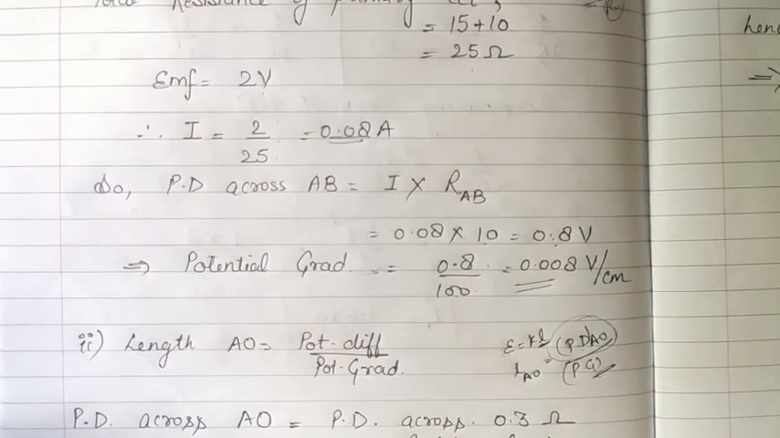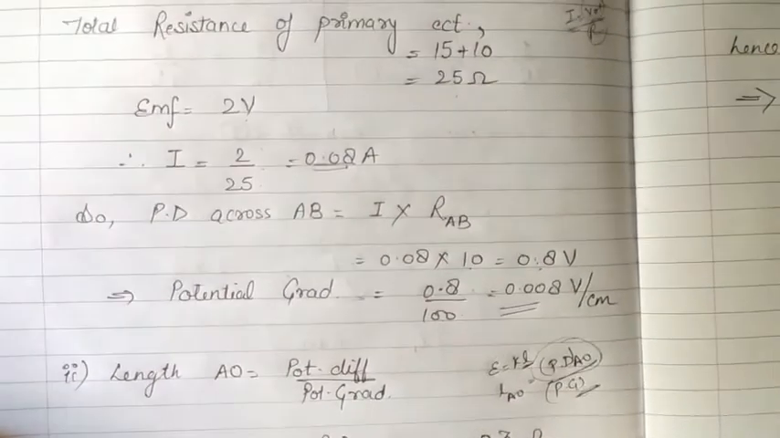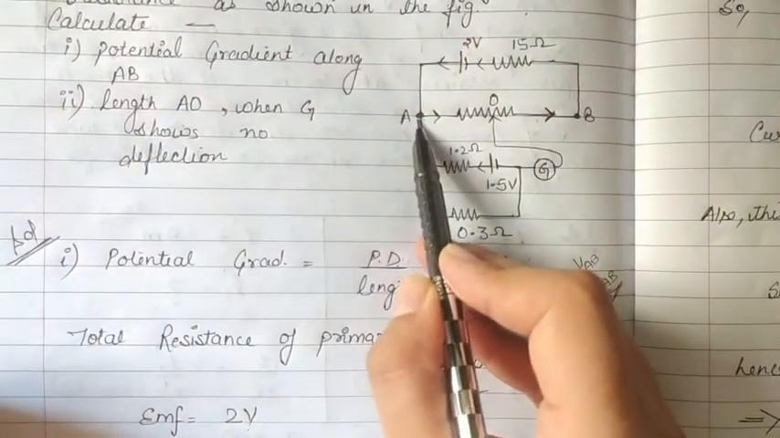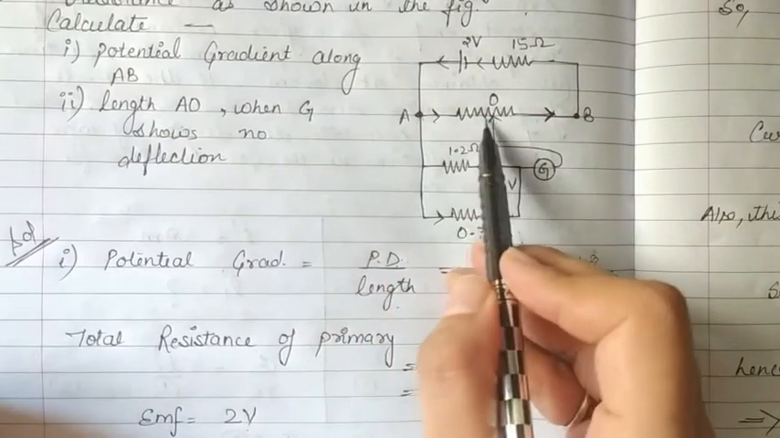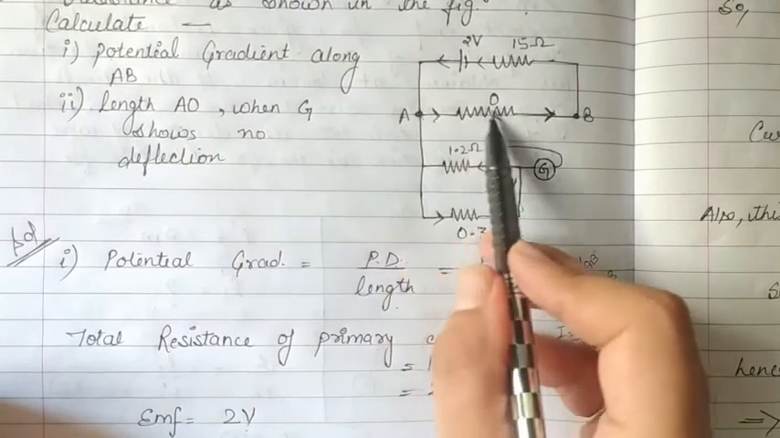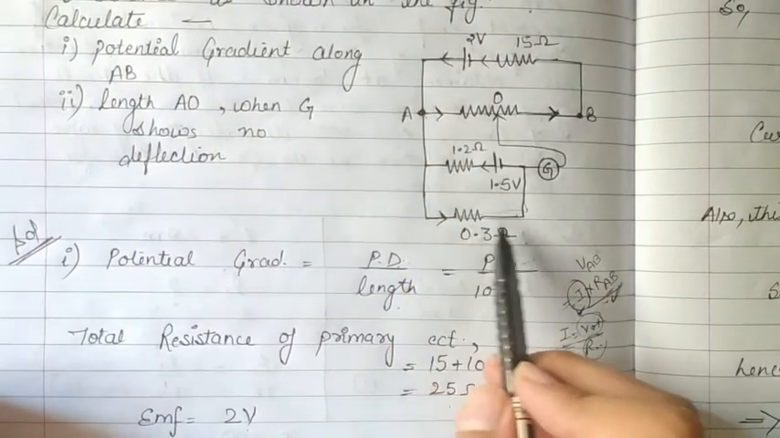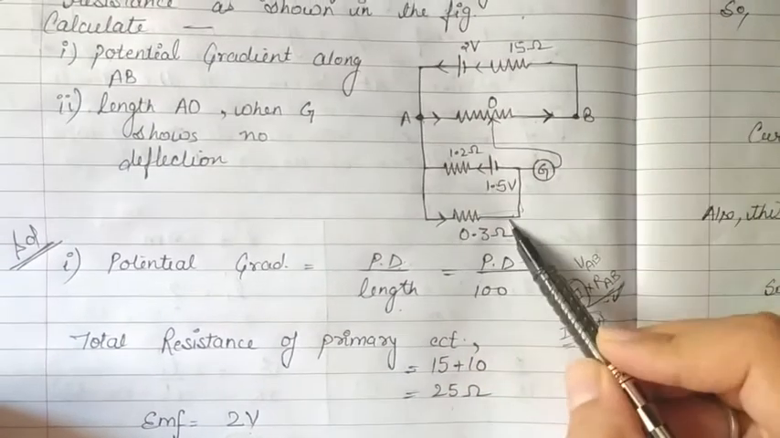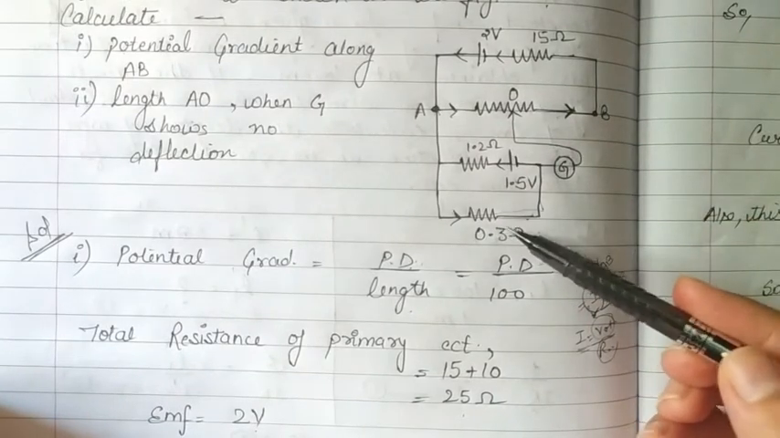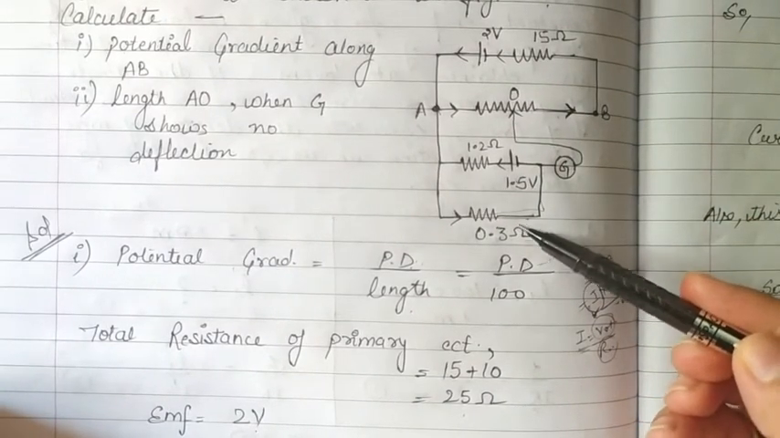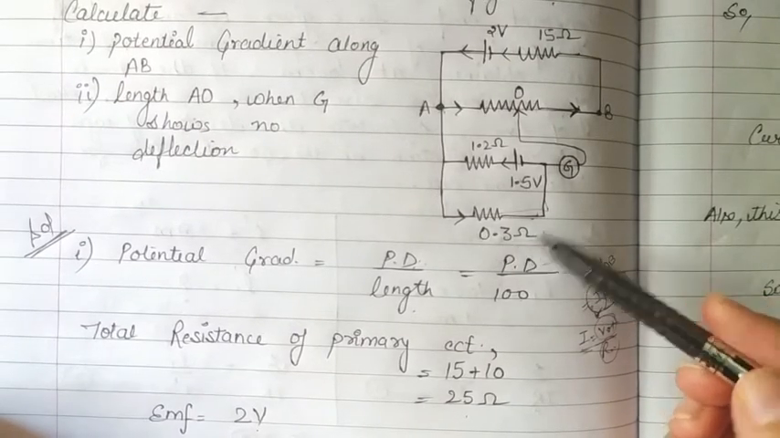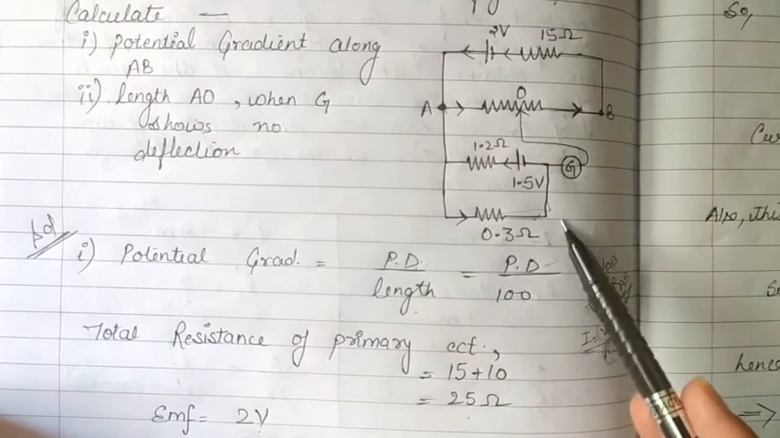Potential difference across AO. Now potential difference across AO, let's see in the diagram. We want to find potential difference between the points A and O. Now these are connected in parallel. Now the potential difference across AO will be same as the potential difference across this terminal. Means potential difference across AO is equal to potential difference across 0.3 ohm resistance in zero deflection condition, right? So basically we are going to calculate potential difference across 0.3 ohm resistor.